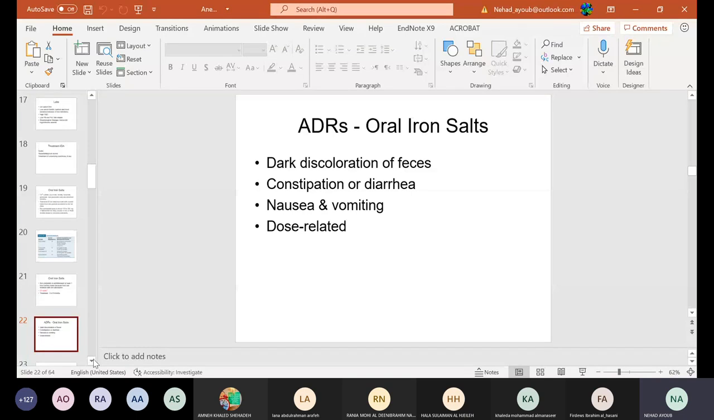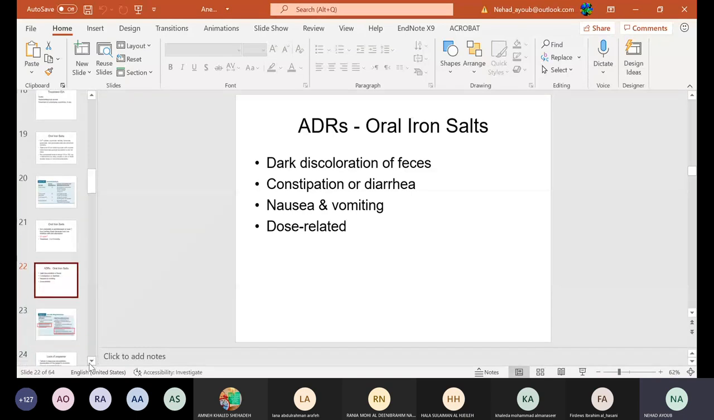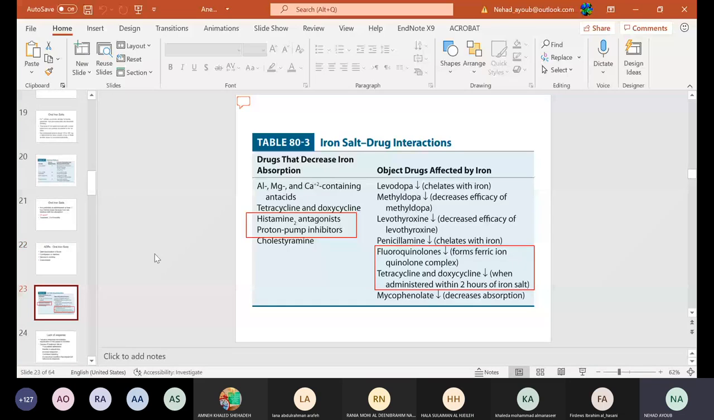Now, iron has potential drug interactions.